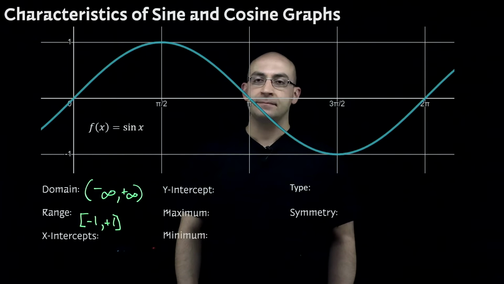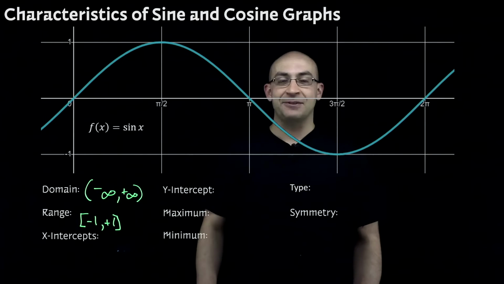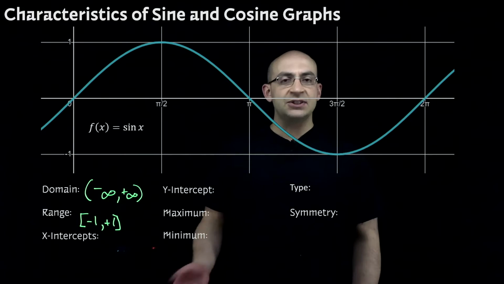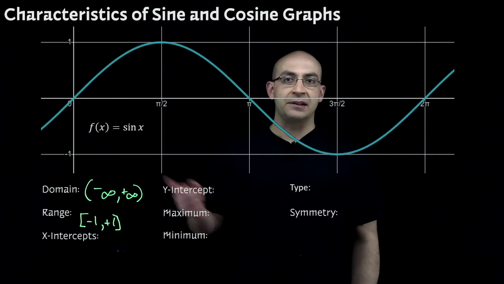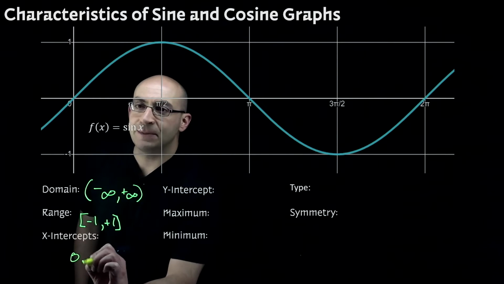Let's move on. X-intercepts. Okay, this is where it gets kind of funky. Well, we can tell that there's kind of a lot of x-intercepts. Would we say that there is an infinite amount of x-intercepts? Yes, we would. So let's start with the x-intercept that we know is pretty clear, and that's at 0. So we're going to put that first. Our x-intercepts start at 0.